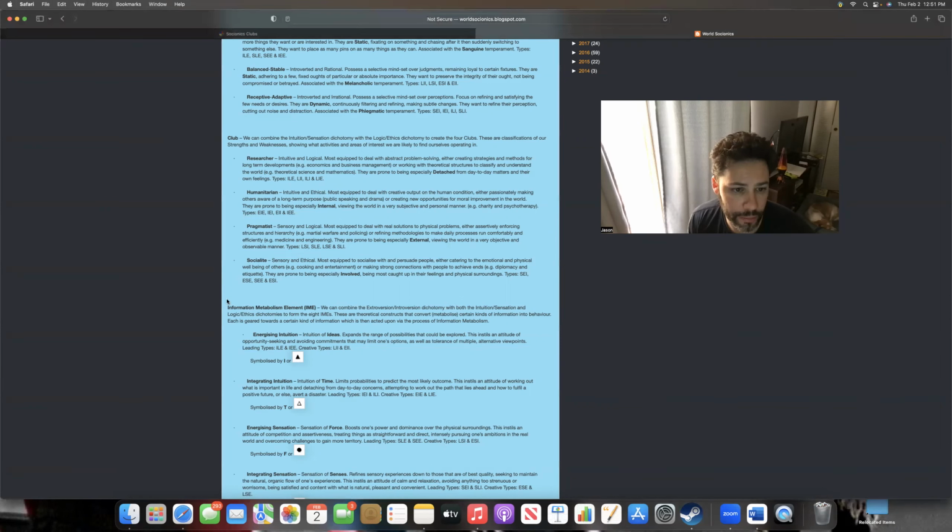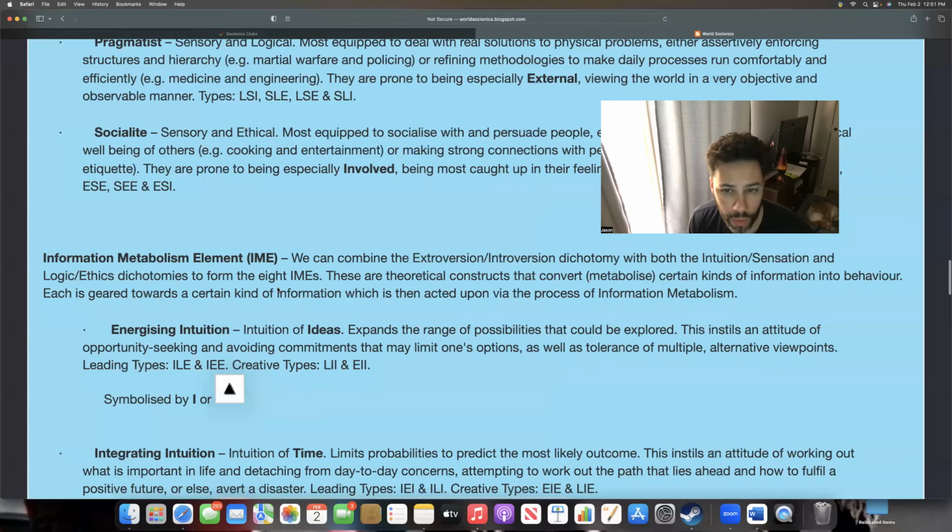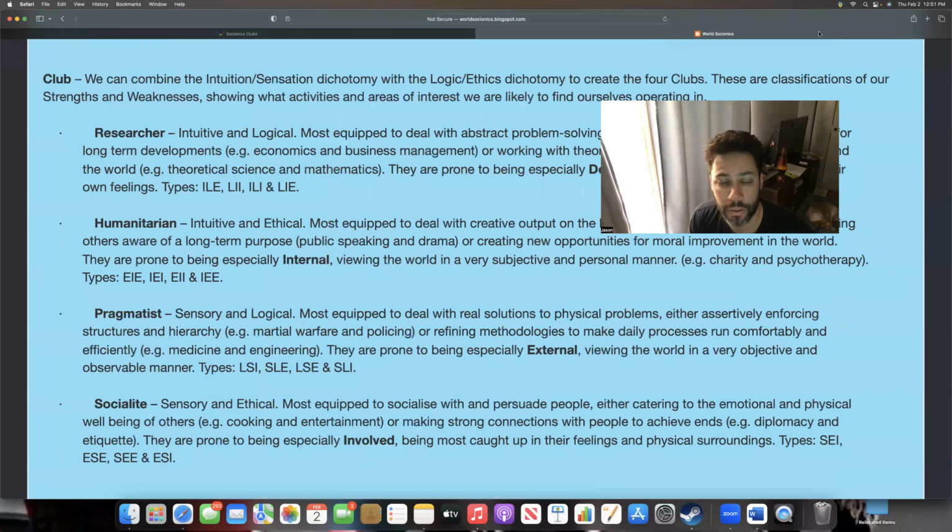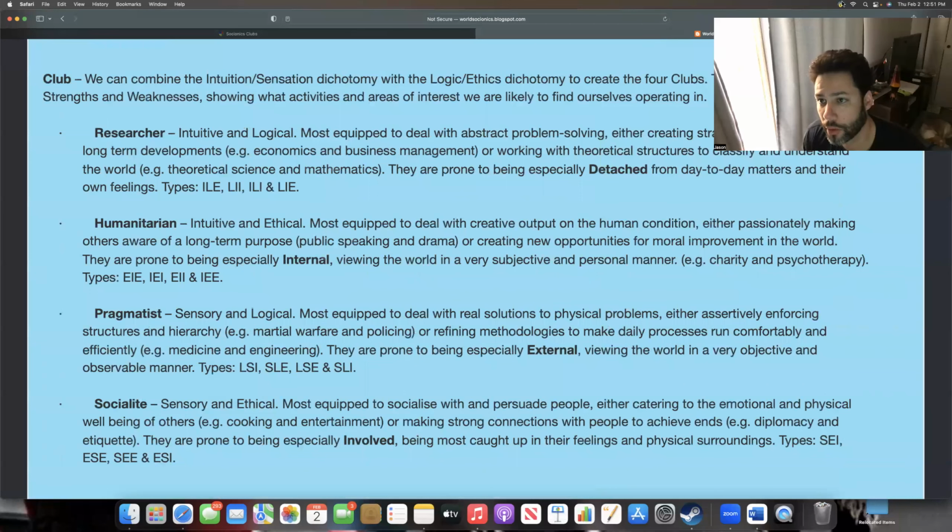See if I can, whoa, a little big. And now my big head is in the way. Okay, anyway.